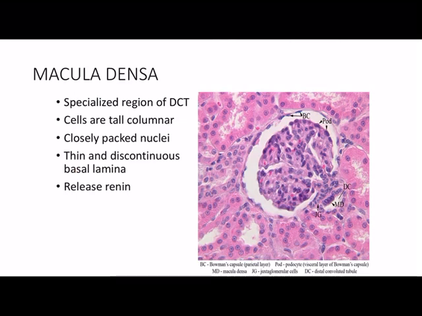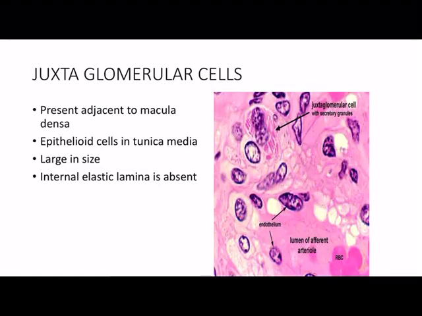The macula densa is a specialized region of your distal convoluted tubule. Cells are tall, columnar, with closely packed nuclei and a thin, discontinuous basal lamina, and it will release renin. So this is the one that releases renin, the macula densa. Remember that. Then you have your juxtaglomerular cells, adjacent to the macula densa.